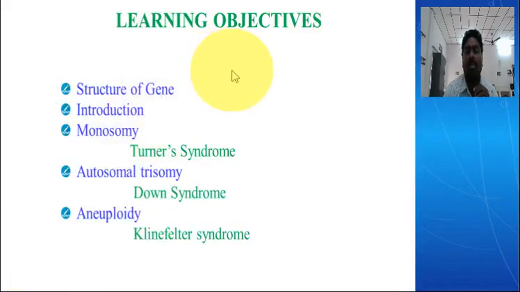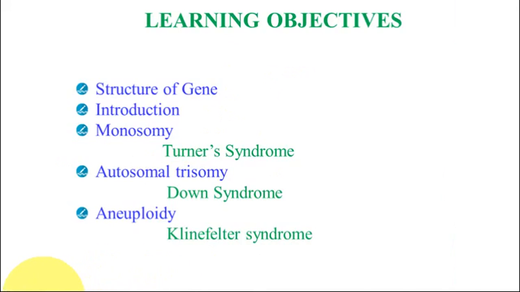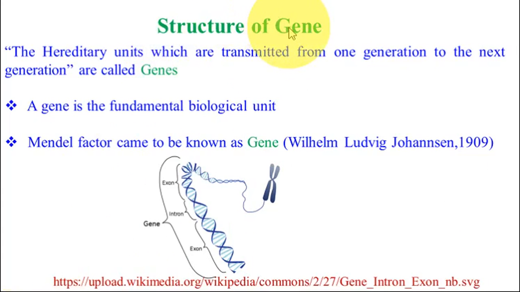What are the learning objectives? Structure of gene, introduction, monosomy, autosomal trisomy, aneuploidy. The structure of a gene. The hereditary units which are transmitted from one generation to the next generation are called genes. A gene is a fundamental biological unit. Mendel's factor came to be known as a gene.